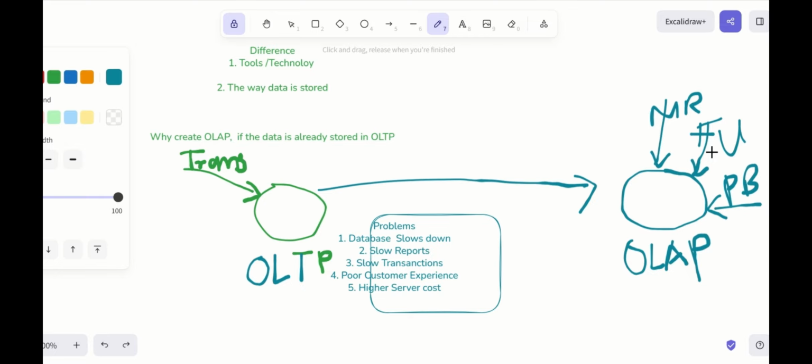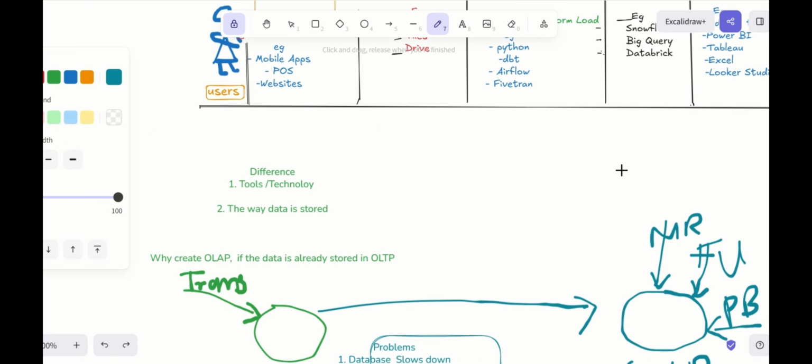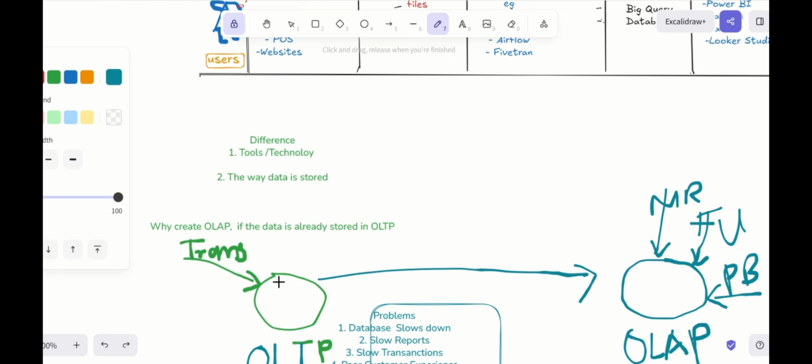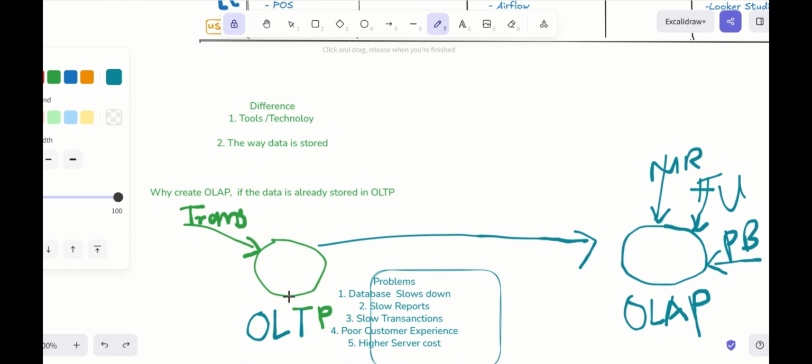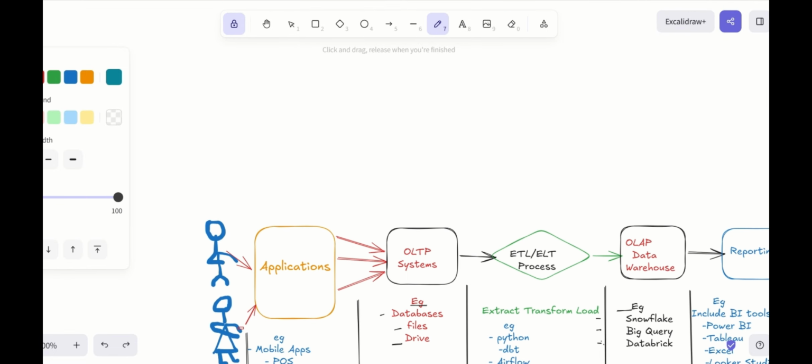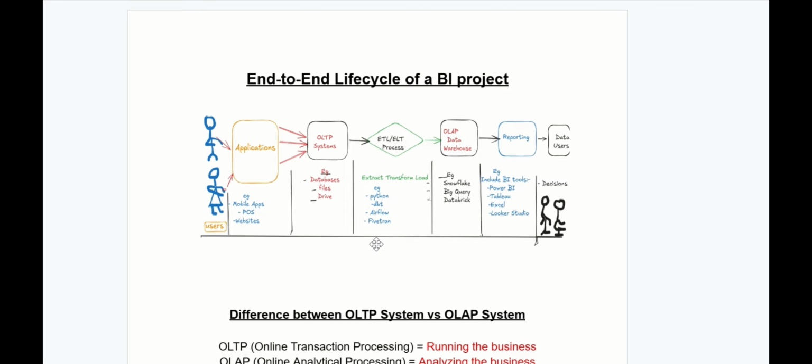So I hope you've clearly understood the difference between these two, where this one is for transactions while this one is for analytics. The tools designed for this system, we've seen, are optimized for transactional operations, while the tools designed for this system are designed for analytics, faster analytics and reporting. So I think that one is very clear.